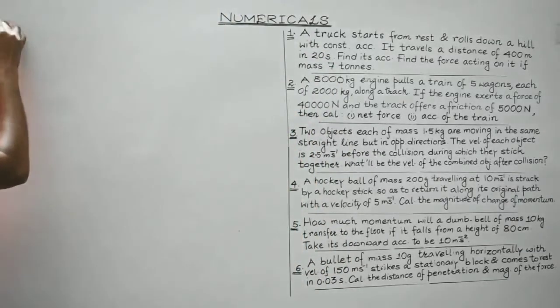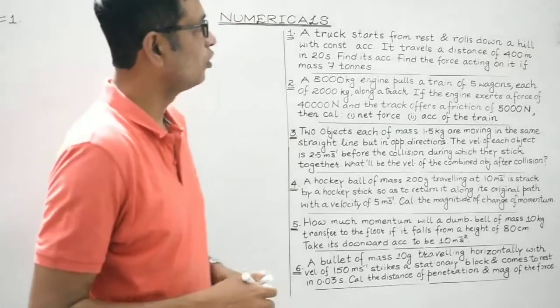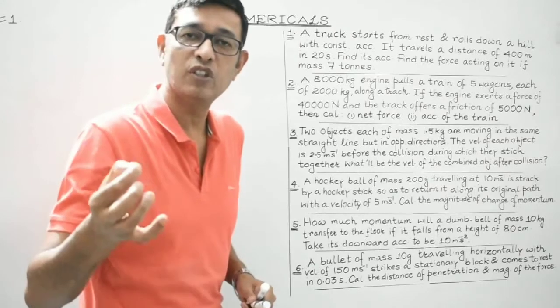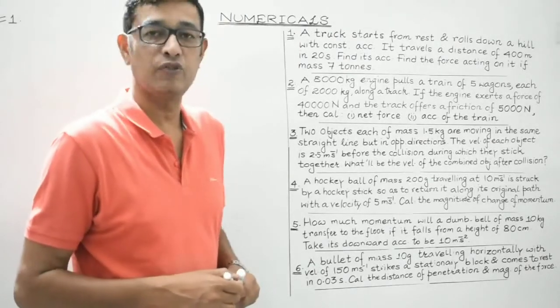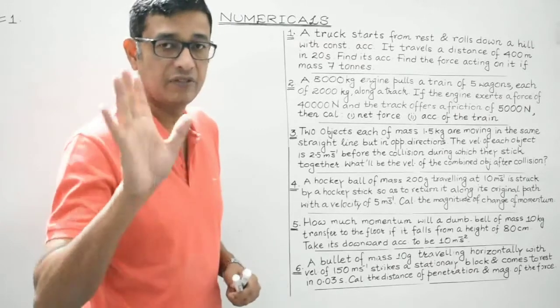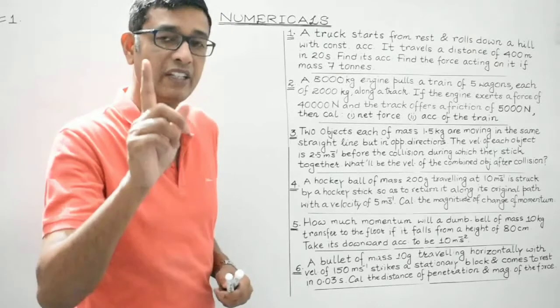Question number 1 states that a truck starts from rest and rolls down a hill with a constant acceleration. So it must be the case of uniformly accelerated motion. It travels a distance of 400 meters in 20 seconds. Find its acceleration, that's the first part, and find the force acting on it if its mass is 7 tons.